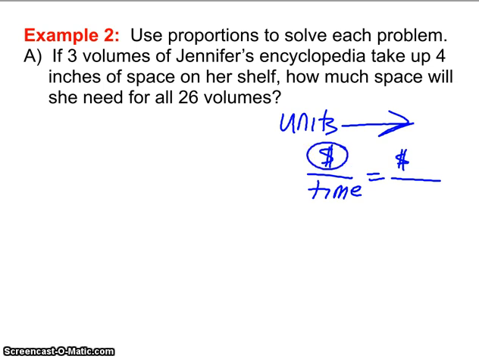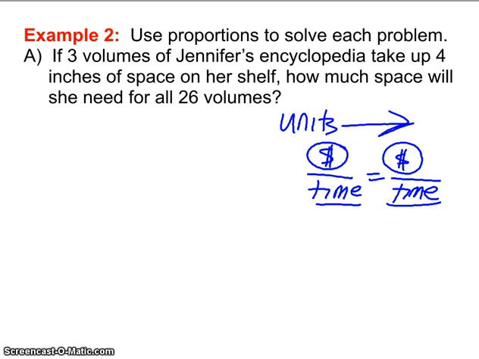So if this top one is money, this one needs to match. And if this bottom one is time, this bottom one also must match. So when you're writing your own proportions, make sure you're setting them up correctly so the units are the same going across, because it's very easy to get the numbers in the wrong spot.